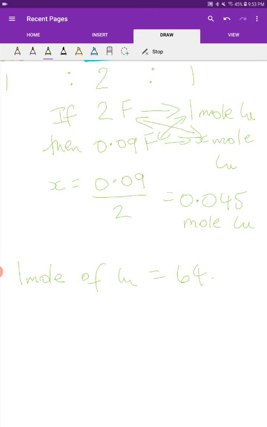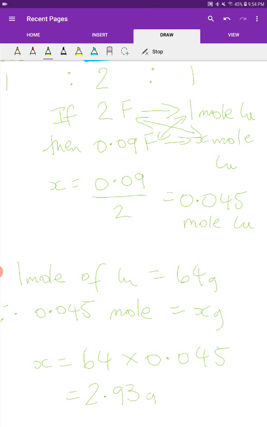Alright, so our last part of the question now, we have 1 mole of copper has a mass equal to 64 grams. Therefore, 0.045 mole is going to be equal to X grams. And again, all we're doing is cross multiplying. So 64 times 0.045, and that gives us a value of 2.93 grams of copper.